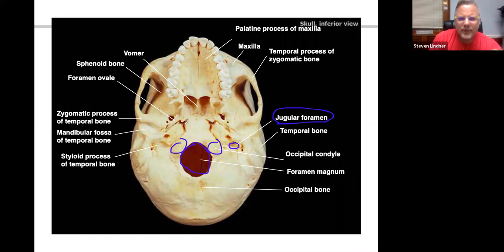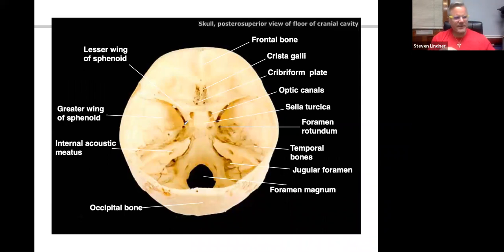Let's see what else I want to show you here from the bottom. Let's look at this view here, looking at it straight in. So here's the front. Remember where I said that perpendicular plate right here, that vomer becomes the perpendicular plate and then comes right up and creates an extension? Well, you could see it right there. That's called a crista galli.